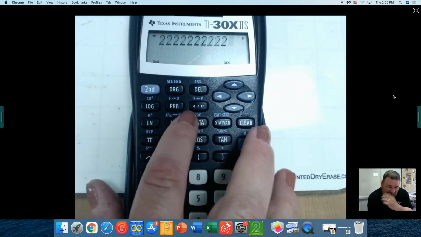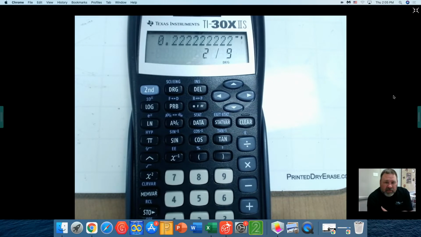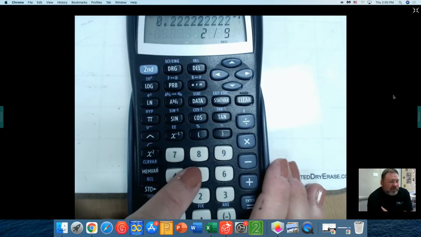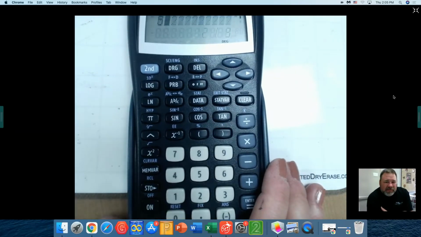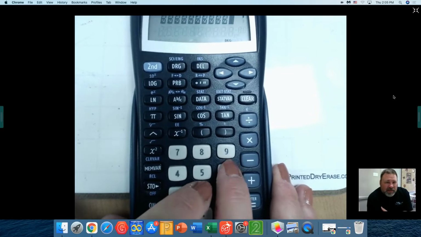So find your fraction and decimal button on your calculator, and it turns it into a fraction. Yes. Now, we knew what you meant, Miss Powell. It could be like 5.2626262626. I mean, it could go on like this.